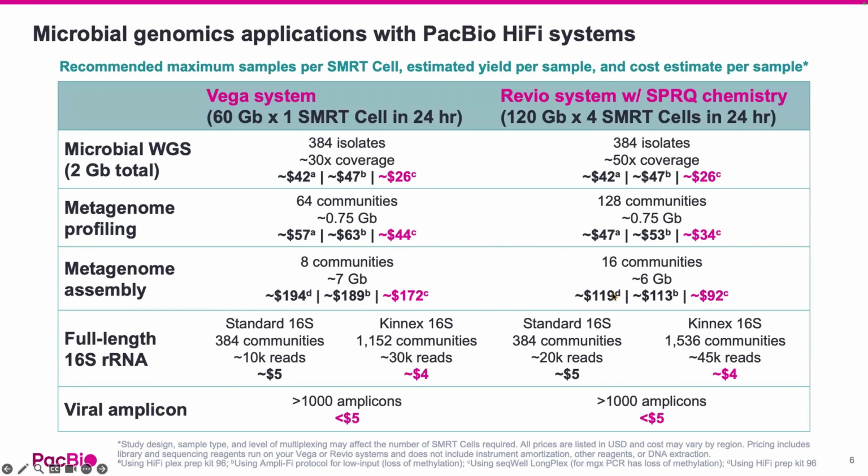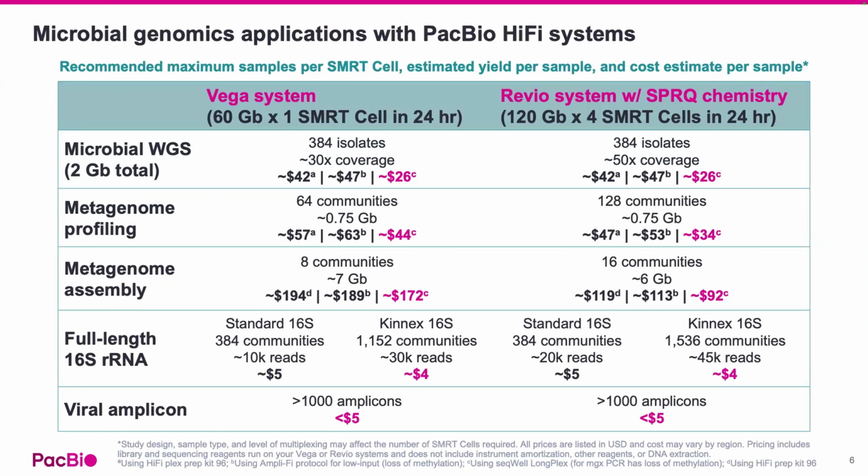And then the last slide here shows all of the microbial genomics applications with the two PacBio HiFi systems. So the Vega system on the left and the Revio system on the right. These are just the recommended maximum number of samples per SMRT Cell. For the microbiome sample types here, these are based off the human gut microbiome. This also shows you estimated yield per sample and cost estimates per sample.